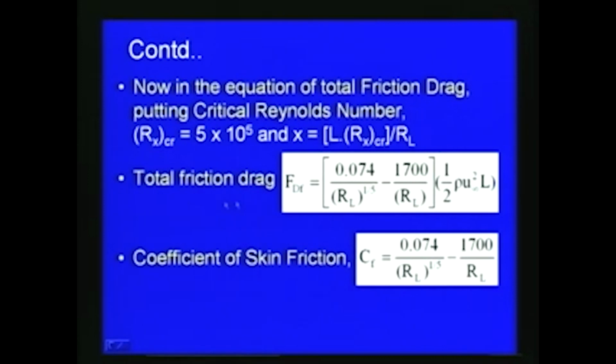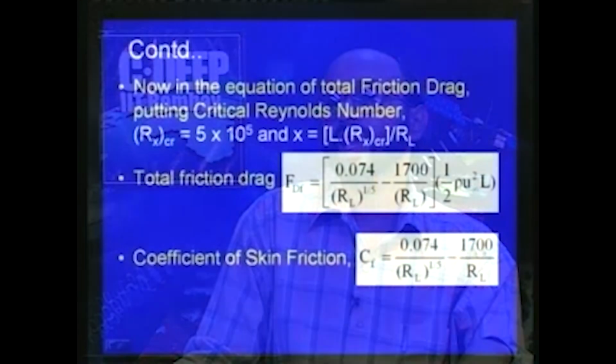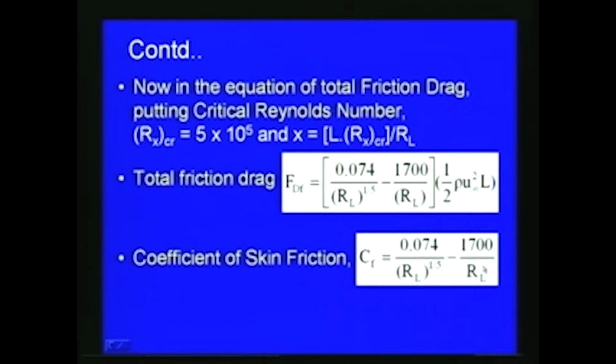So, from this expression we can write the coefficient of skin friction Cf is equal to 0.074 divided by RL to the power 1 by 5 minus 1700 divided by RL. This gives the coefficient of skin friction for the case where we consider simultaneous existence of the laminar and turbulent boundary layer. So, like this we found the skin friction coefficient and then the total friction drag.